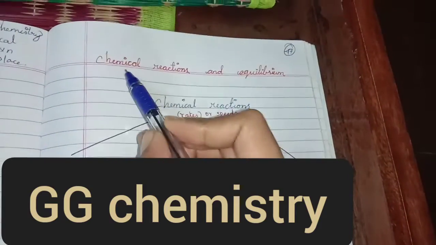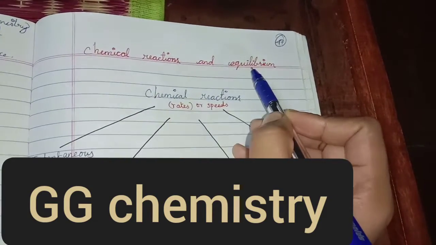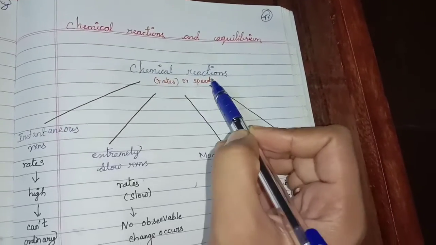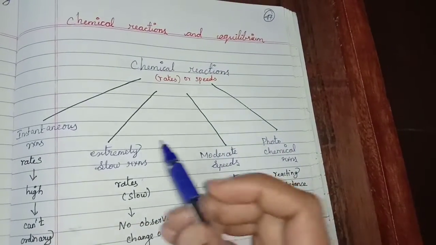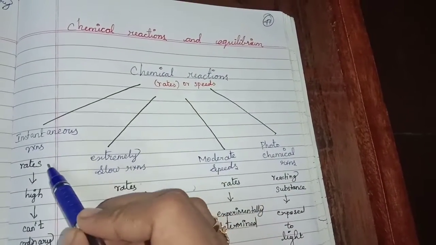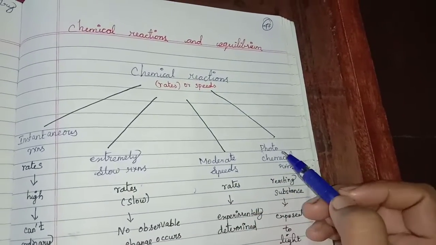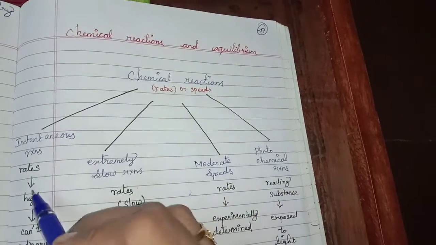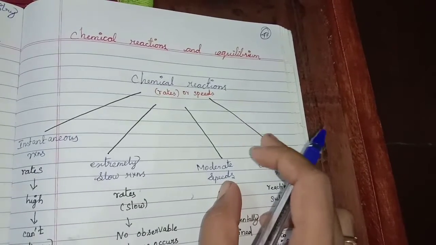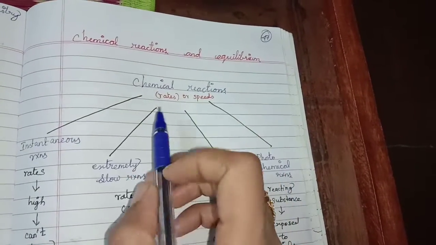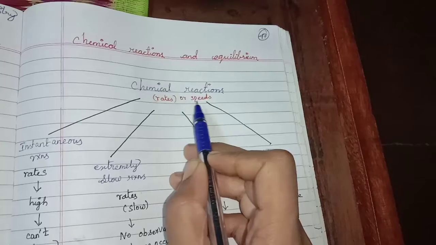We are going to see about chemical reactions and equilibrium. First, chemical reactions have four types. These are all the four types: instantaneous reaction, extremely slow reaction, moderate speed reaction and photochemical reaction. How can these be separated? According to the reaction rates, or speeds.